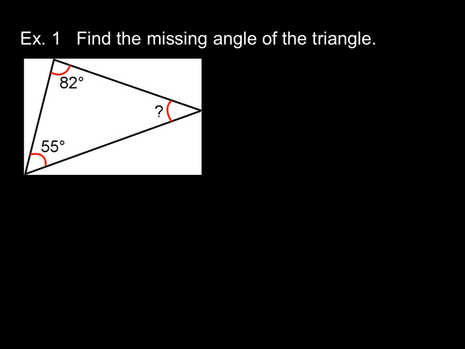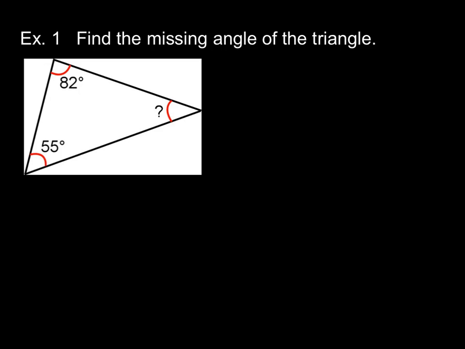Okay, turn to the next available notes section of your geobook. We have our first example for today. This example says to find the missing angle of the triangle. So they give us this triangle over here. One of the angles is 82, the other angle is 55, and then we're missing this angle. So if you remember from the theorem, the interior angles of any triangle add up to 180 degrees.